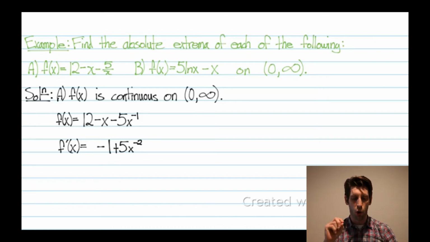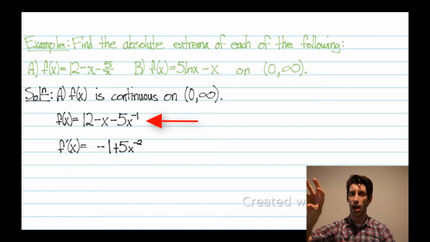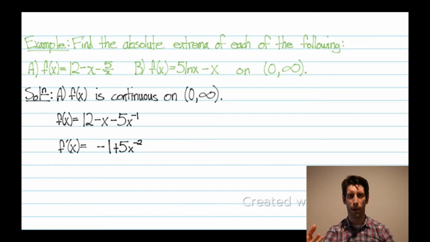So we're going to write f of x using negative exponents. In that very last term, we slide that x on the bottom up to the top, where we make its exponent -1, and then we can apply a simple power rule to take the derivative. f prime of x equals -1 plus 5x to the -2. Next up, we're going to find the critical values of f on the open interval from 0 to infinity.